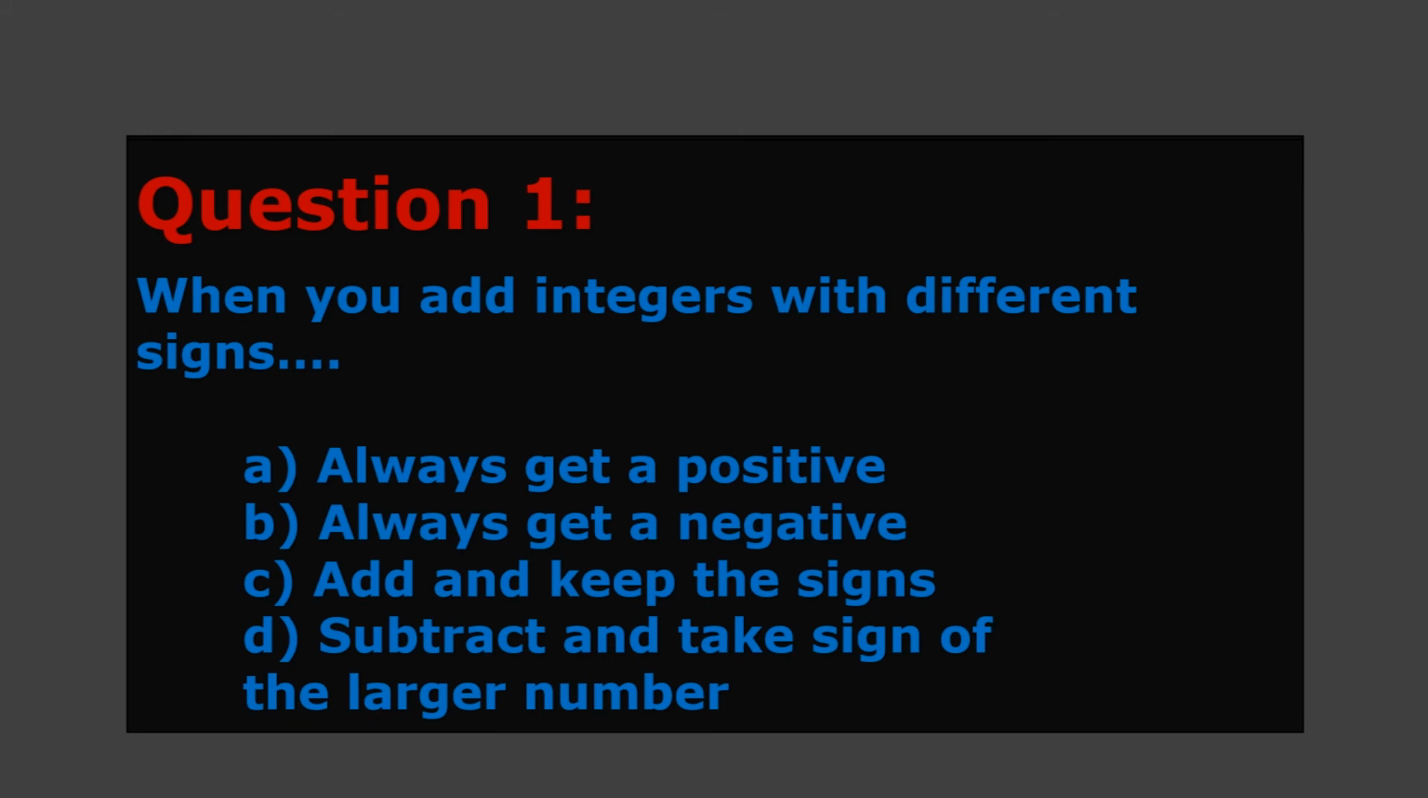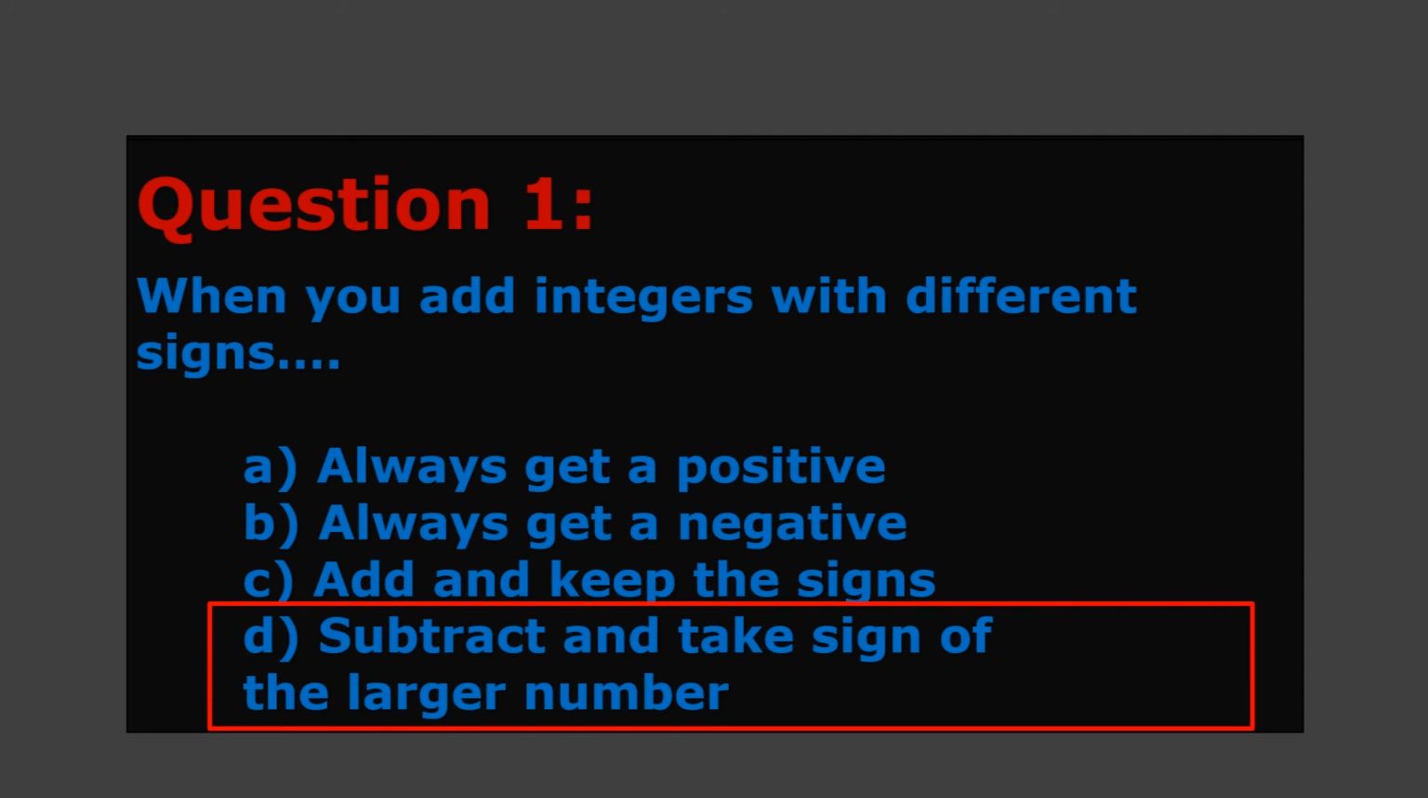Question 1. When you add integers with different signs, A always get a positive, B always get a negative, C add and keep the signs, D subtract and take sign of the larger number. What is the correct answer here? Very good. The answer is D. Subtract and take sign of the larger number.